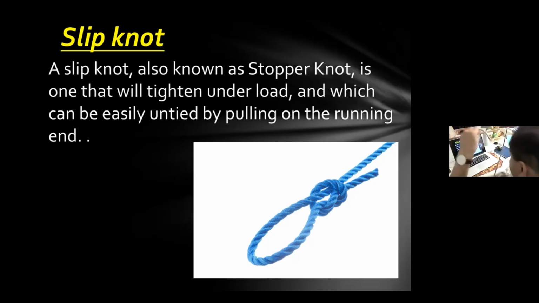Working end, standing end. Okay, so you have your working end. Working end under, working end under, and then you let go of the loop and you reach inside and you pull the standing end. And then you hold both together and there's your slip knot. And it's called a slip knot because it slips.